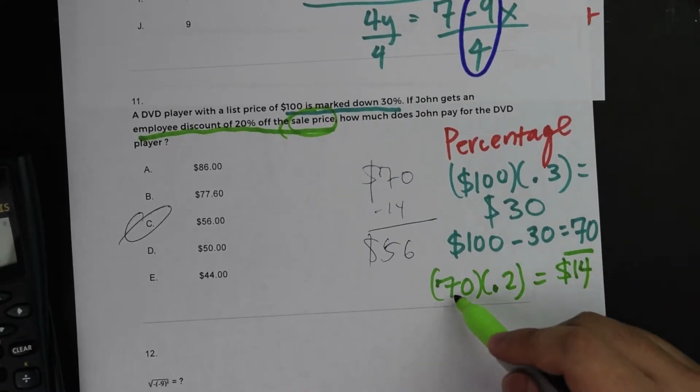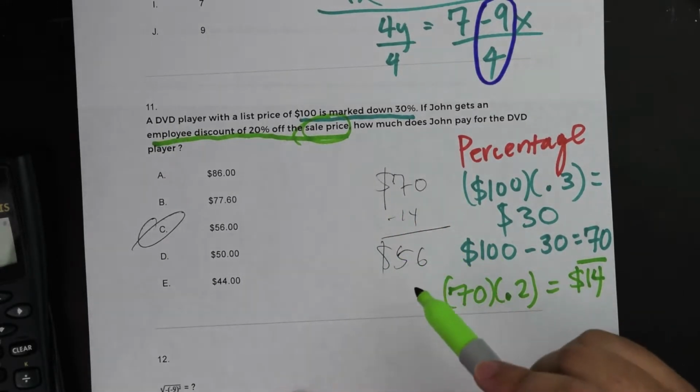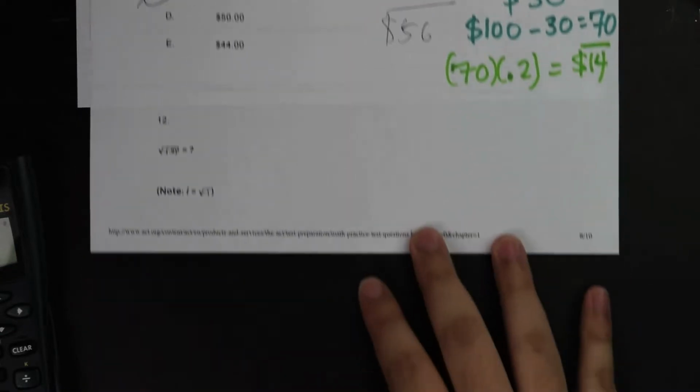Afterwards, I have to subtract 14 from 70, which is what I did right here. So 70 minus 14 is going to be 56. Thus how I was able to get to the final answer of C, and that concludes my explanation for number 11. Now let's continue on to the last question.